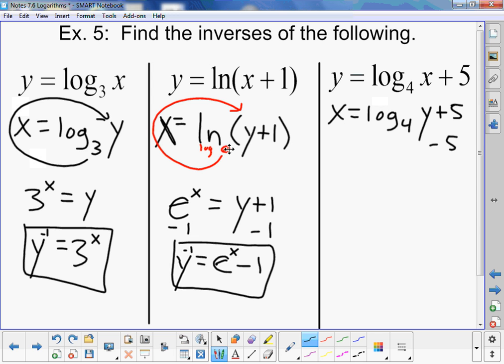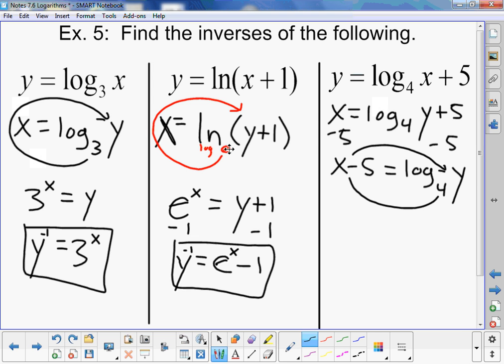So you're going to subtract 5. So x minus 5 equals log base 4 of y. Now we can spiral now that we have that by itself. So spiral around here, here. So 4 to the x minus 5 power equals y. So y inverse is equal to 4 to the x minus 5 power.